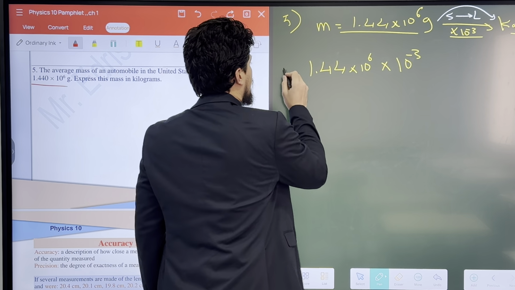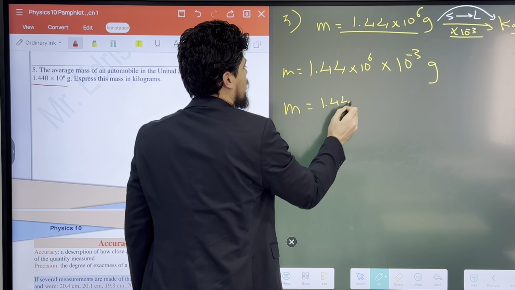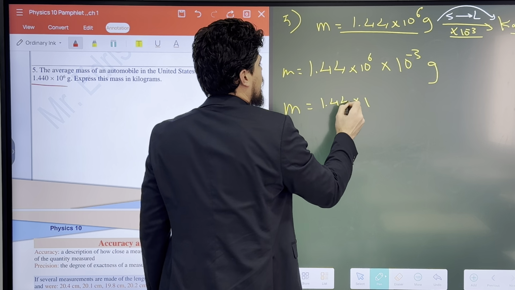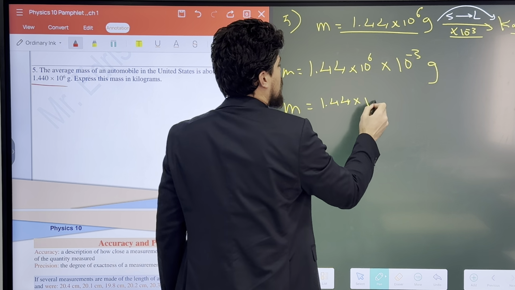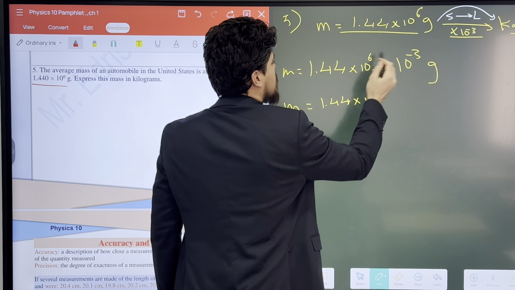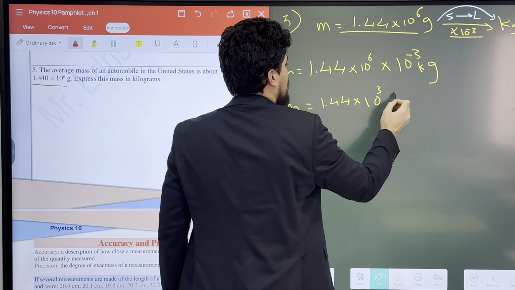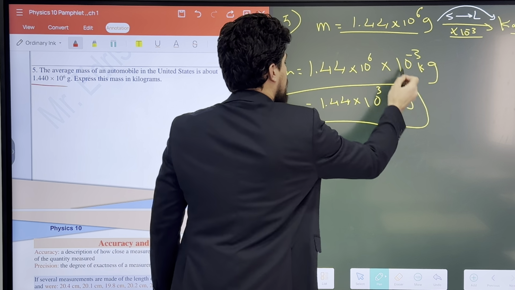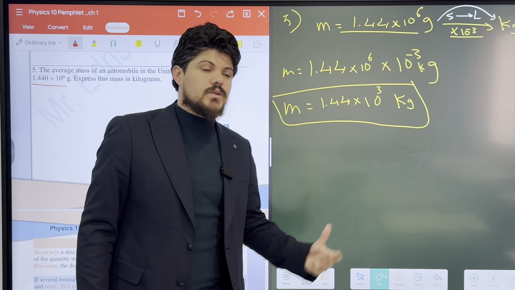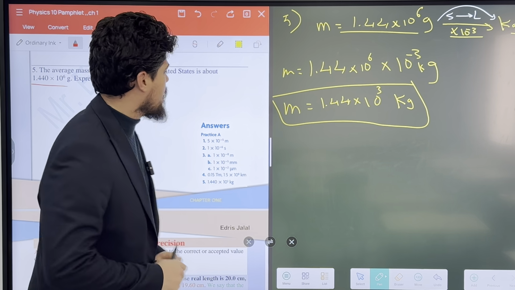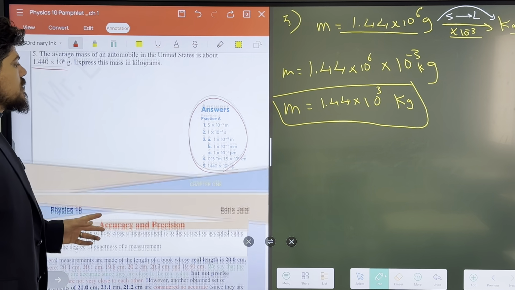Okay? So, mass is equal to what? 1.44 times 10 power positive 6 times 10 power negative 3 is going to be what? We have to add the powers. 6 plus negative 3 is equal to positive 3 what? Kilogram. So if you express this mass in kilogram, it is equal to 1.44 times 10 power 3 kilogram. Okay. So these are the answers of these 5 questions.